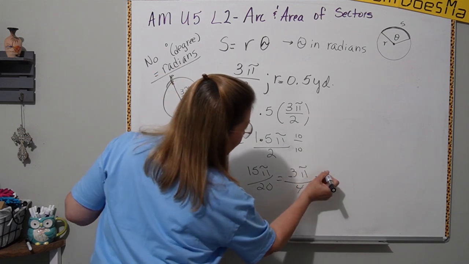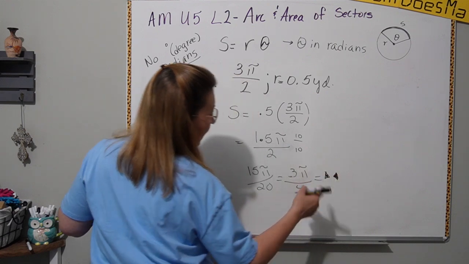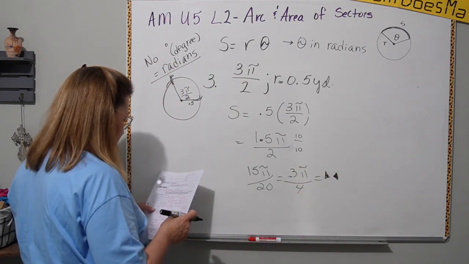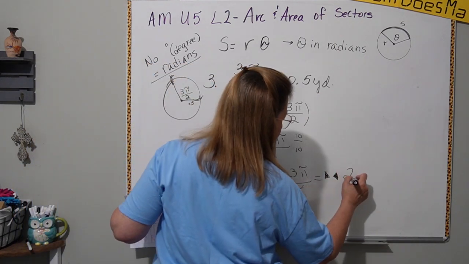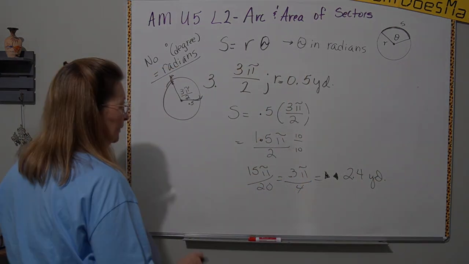Then when you hit the button on your calculator to change that to a decimal, and I think I drew those arrows backwards, but you get the idea, that will reduce to 2.4 yards, okay?